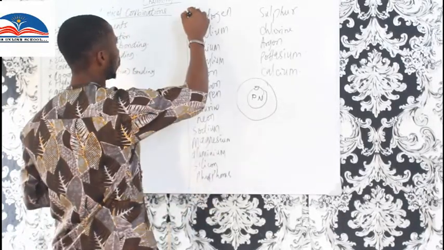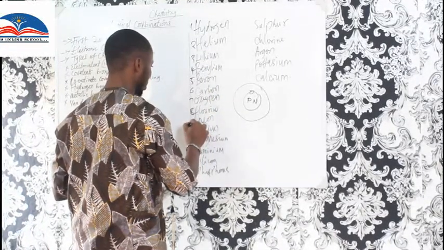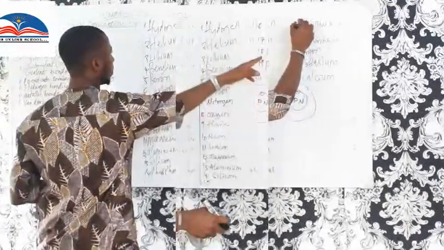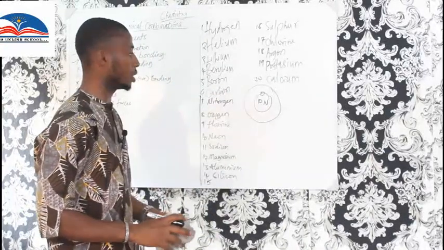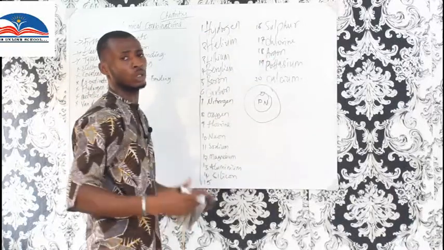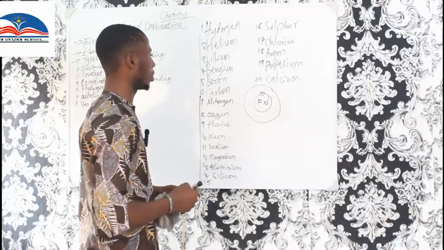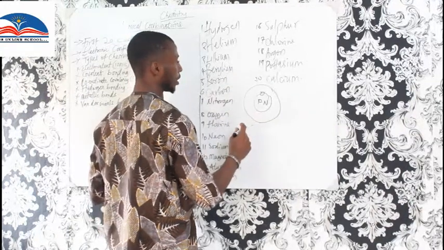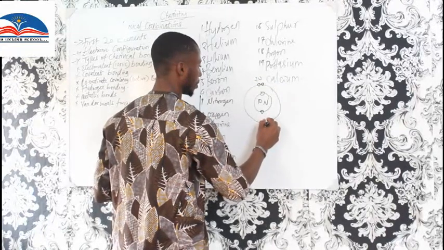Okay, we have 1 to 20, so we have from 1 to 20 elements. We need to know that the numbering is also the atomic number. The atomic number is the number of electrons present in the atom. That means if carbon is 6, carbon has 6 electrons found in the atom shell. That means 1, 2, 3, 4, 5, 6.